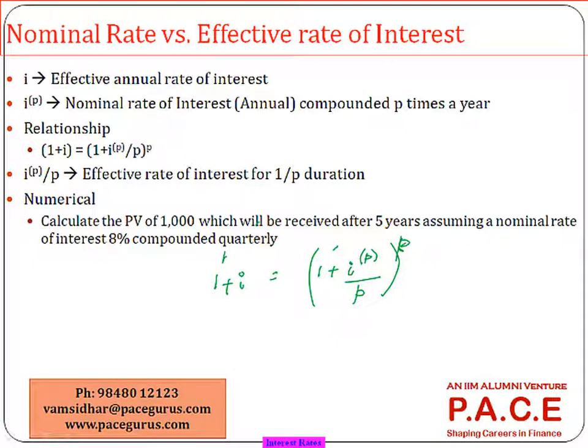So wherever the duration works out to be 1, there is no difference between the two. But if the duration is multi-period, this is the kind of relationship that works out between the two. Now, if I have to see a small example, at a nominal rate of interest. So we are talking about 1000. That's not going to come today. The 1000 is going to come after 5 years. And the interest rate in the process is 8% compounded quarterly.